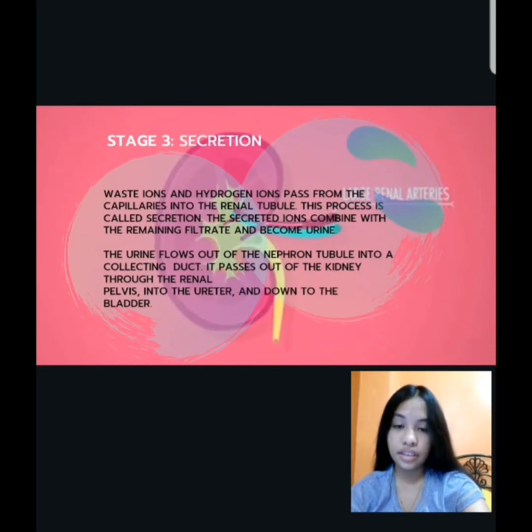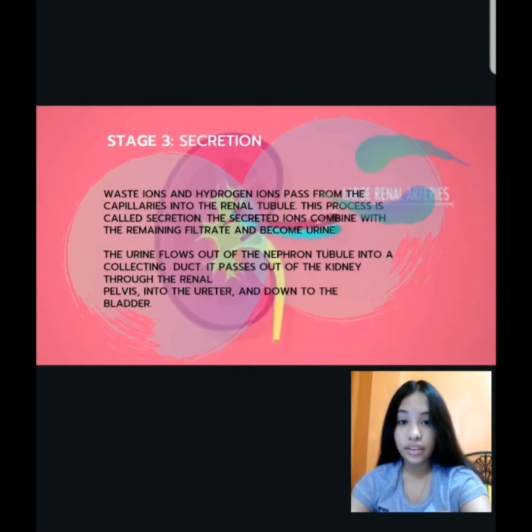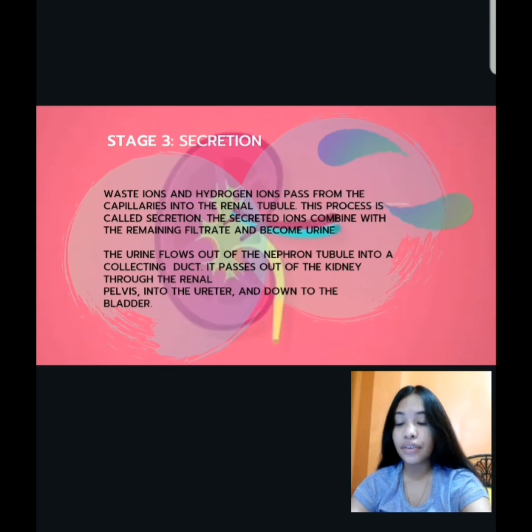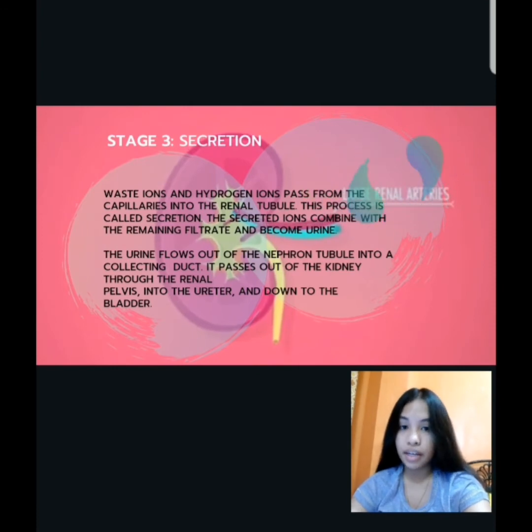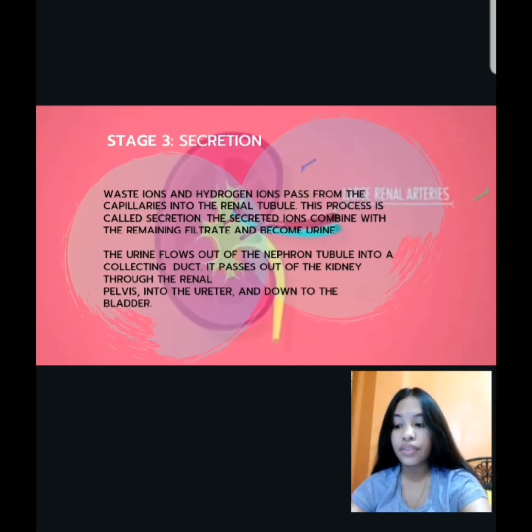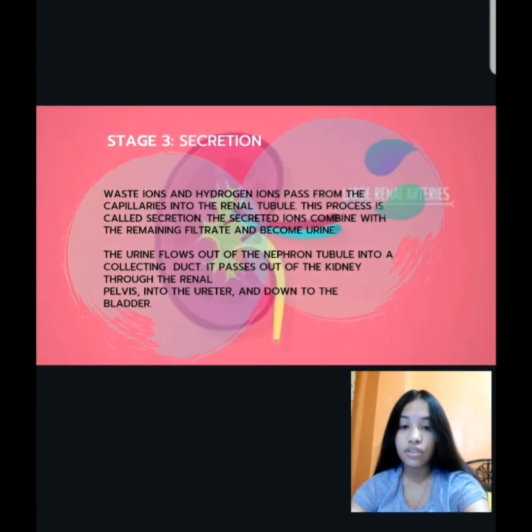And the third stage is secretion. Waste ions and hydrogen ions pass from the capillaries into the renal tubule. This process is called secretion. The secreted ions combine with the remaining filtrate and become urine. The urine flows out of the nephron tubule into a collecting duct. It passes out of the kidney through the renal pelvis, into the ureter, and down to the bladder.